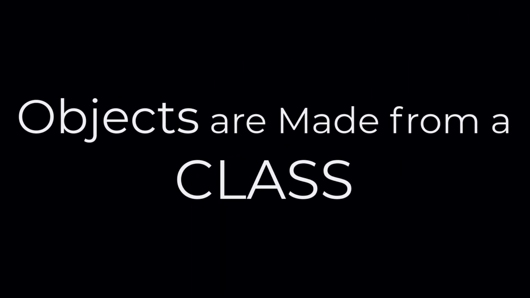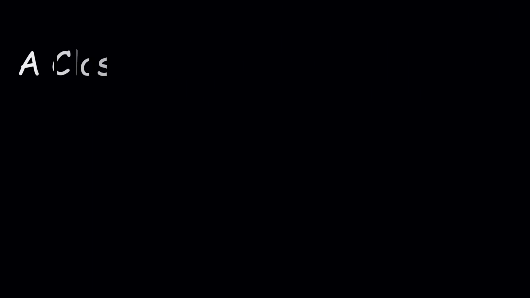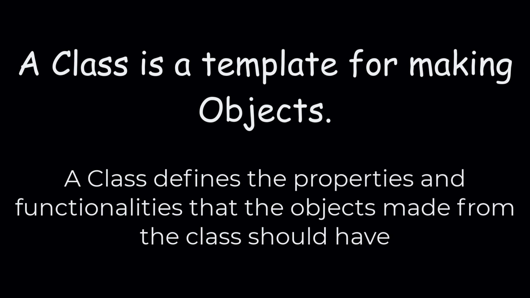Usually in coding, and even in JavaScript of course, objects are made from something called a class. You can think of a class as a template for objects. So when you define a class, or when you have a class, you have the standard properties and functions that you want that class to have. And so any object that is made from that class will also have those properties and those functions or functionalities.